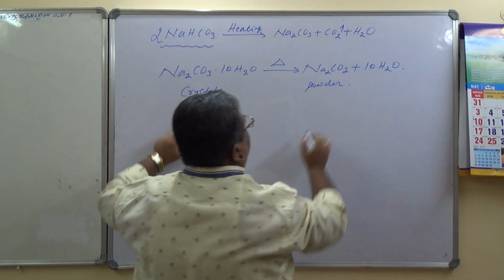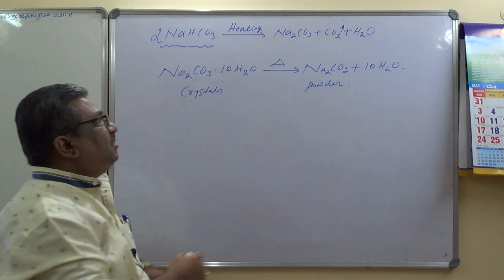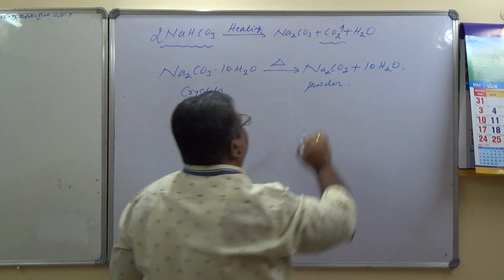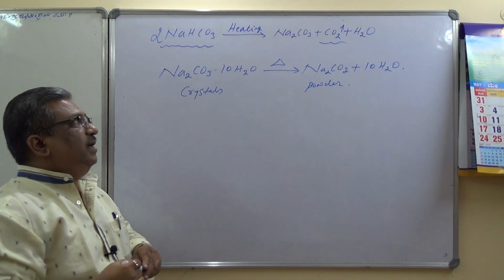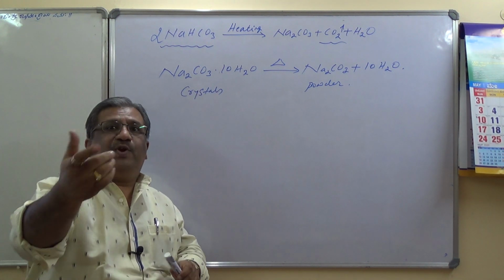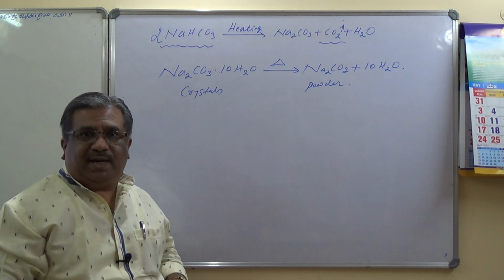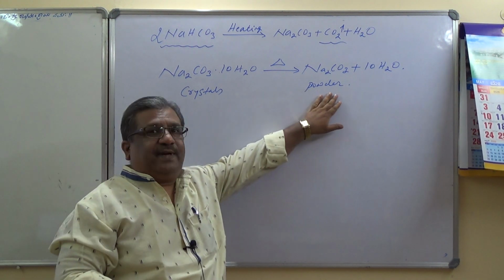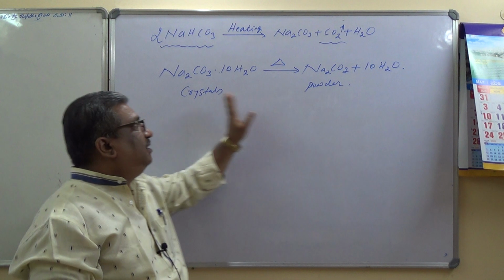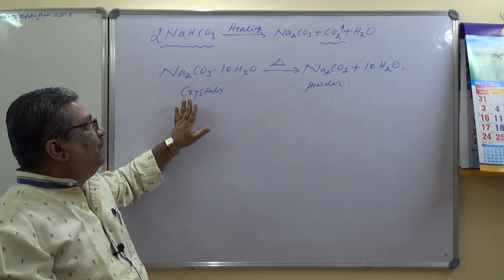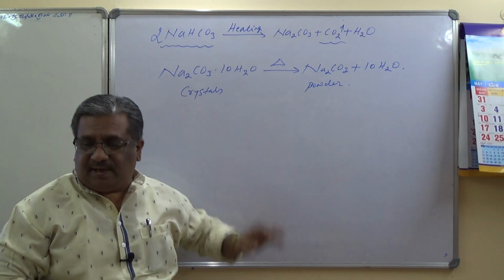How do you distinguish here? The distinction is this factor, carbon dioxide. By heating NaHCO3, evolution of CO2 gas is observed, which in turn turns the lime water milky, whereas such evolution of gas is not observed in heating of washing soda. That is the answer. Let's go to the next question.